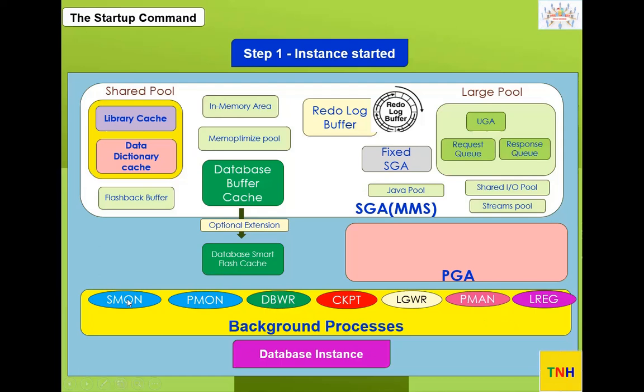Checkpoint, DB writer, process monitor, because failure of any of these background processes will cause the Oracle instance to shut down. Database is down, especially log writer, checkpoint, and all. Process manager and listener registration may not be 100% mandatory, but PMON, log writer, checkpoint are mandatory. Got it? Okay.